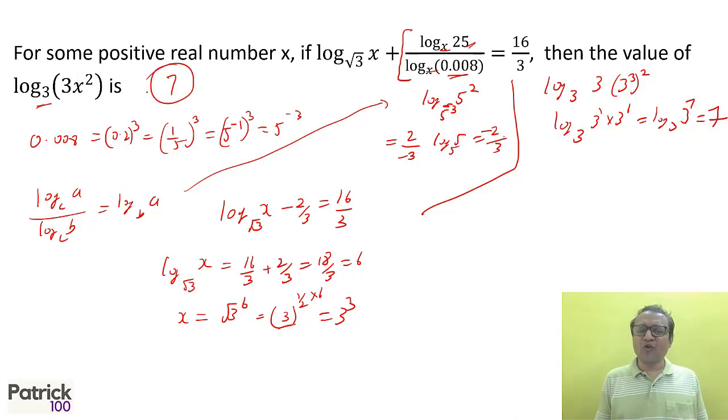Solving normal log, substitute the formulas of log. If you are comfortable with the formulas of log, you should be able to get the answer. Only key out here was 0.008. You have to convert it to 5 raised to minus 3. If you convert that, then your other part is okay.